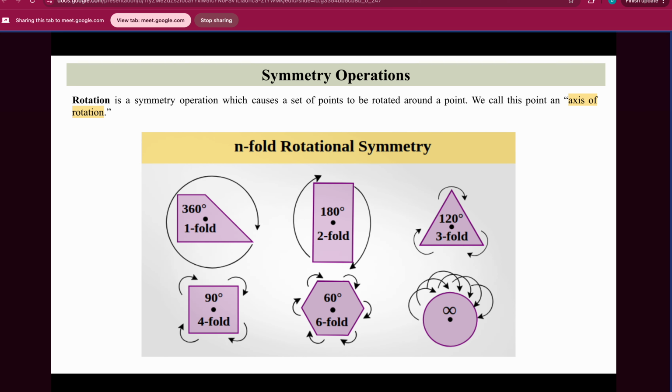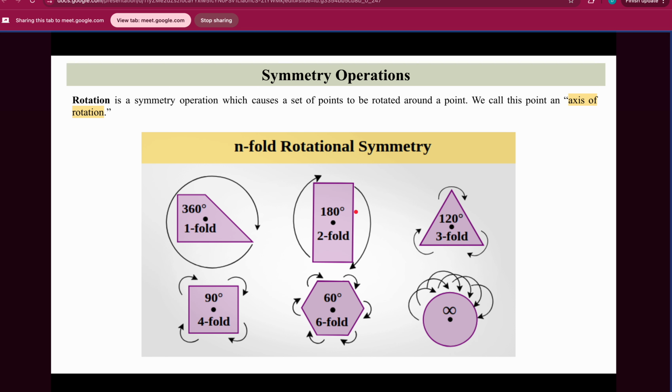Now, the second symmetric operation is the rotation, where you are rotating the crystal by some angle. We call the particular point from where we are rotating the axis of rotation. So this is the axis of rotation from where I am calculating the angle. In case of one-fold rotation, one-fold means if I rotate something by 360 degrees, it will come back to its original form. So there is no difference between the original and the rotated form. They are exactly identical.